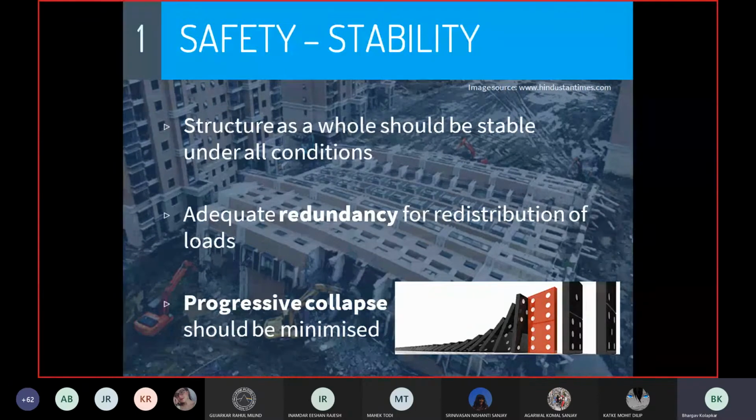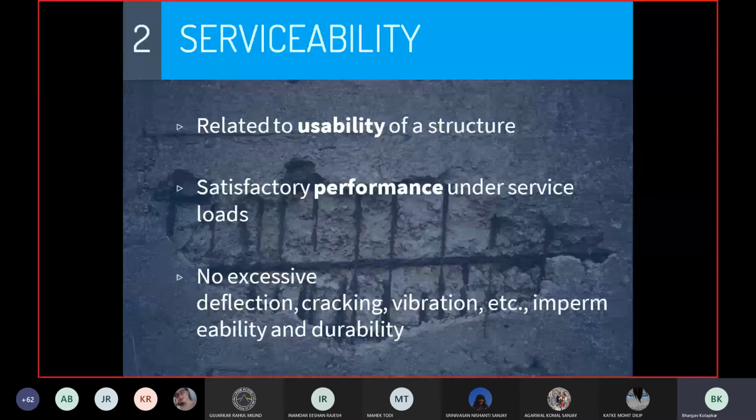What happens because of this is if one of the elements fails, if you have adequate redundancy, the force has different paths to flow, and then the structure does not collapse progressively, meaning that the failure is limited to a local failure. It is not turned into a global failure. And therefore, it should have adequate redundancy for redistribution of loads.